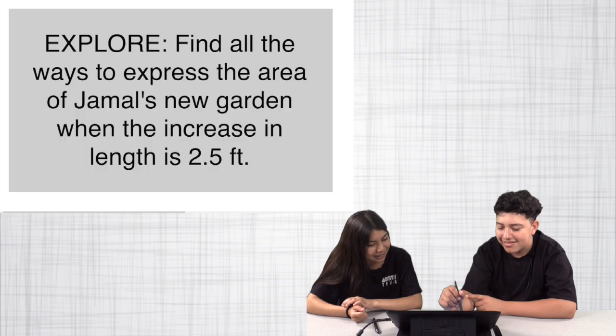In this episode, Emily and Mauricio will express the area for Jamal's new garden when the increase in length is 2½ feet. Pause the video and find the area of Jamal's new garden in several ways if the increase in length is 2½ feet.